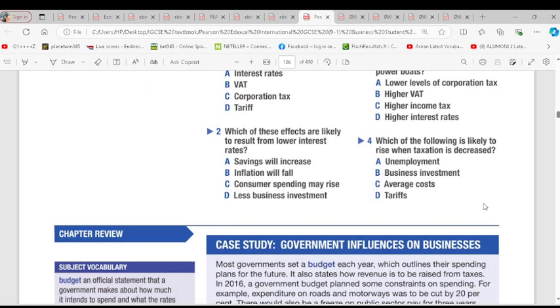Question 4. Which of the following is likely to rise when taxation is decreased? When government reduces taxes, what is likely to increase? Business investment. Because profit is increasing, people will invest more. Of course. Is it clear? Obviously, the tax will decrease, and the businesses will invest more. Is it clear? Yes. So that ends chapter 12 and we end today's lesson.